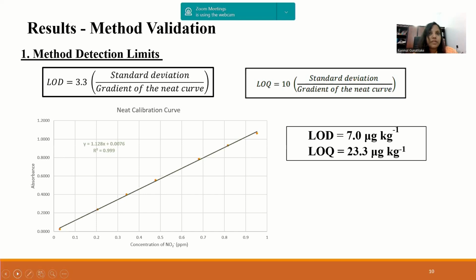The method detection limits were found as follows. The LOD was found to be 7 micrograms per kilogram, and the LOQ was found to be 23.3 micrograms per kilogram, and these limits were determined using the standard deviation of the neat calibration curve by the linear least square method.